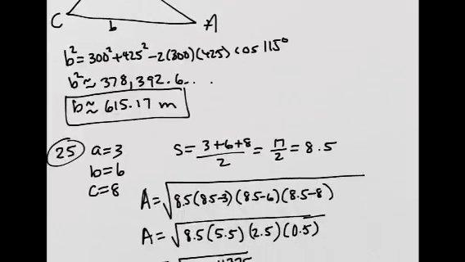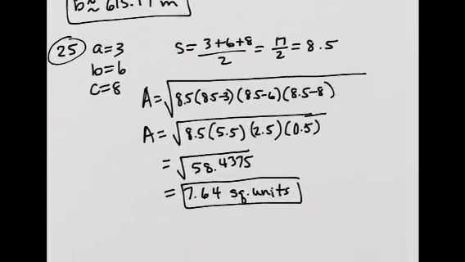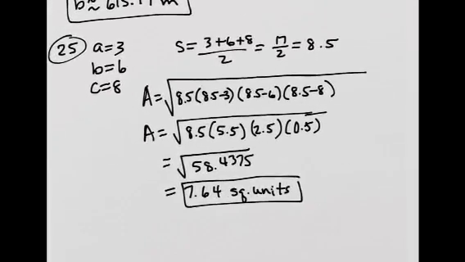Number 25 is Heron's formula. When you know side, side, side, this is how you find the area of a triangle. First you find the semi-perimeter. You take these three, add them together, divide by 2. And so that's 8.5. And then you take the square root of S, and then the difference between each side and the semi-perimeter. So S minus A, S minus B, S minus C. And here's the difference. Multiply those four together and you get this number. Take the square root, and so it's 7.64. Remember, it's area, so it's square units.